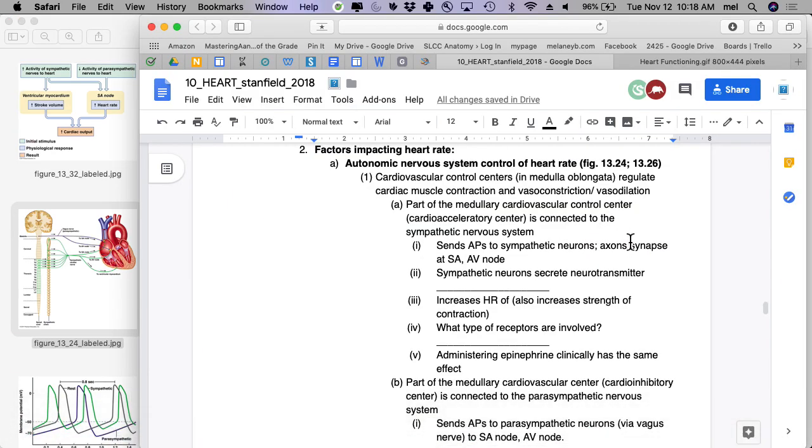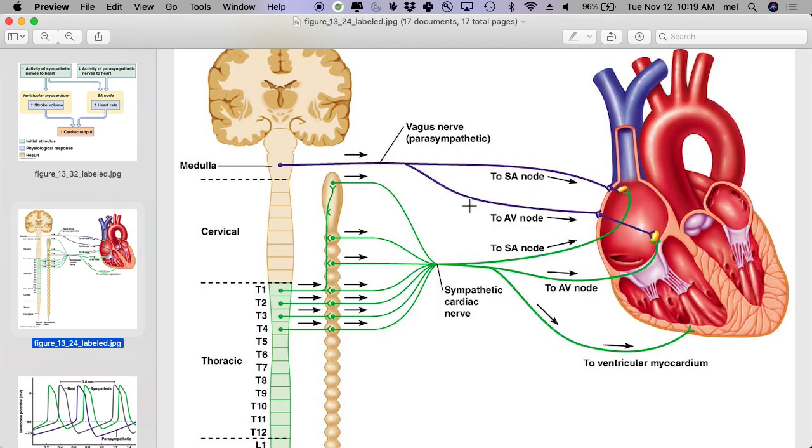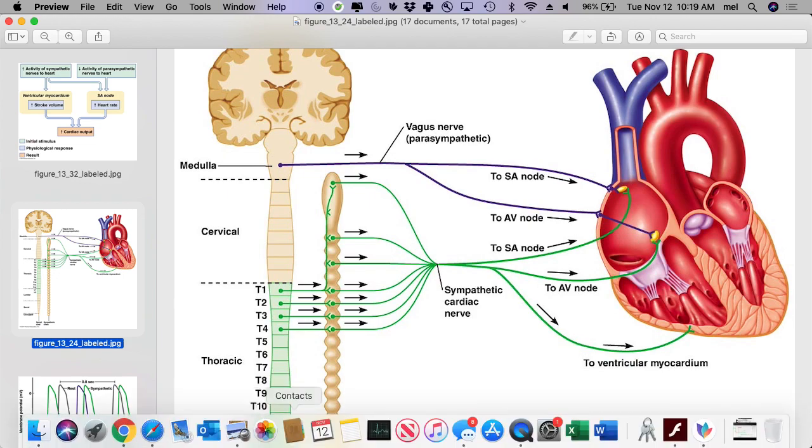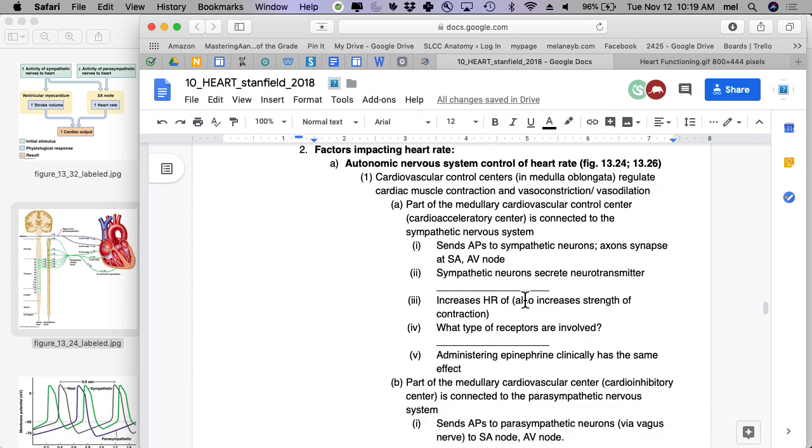Okay, so what happens if you decide to activate the cardioacceleratory center? Well, you know this. It sends action potentials down to sympathetic neurons. The sympathetic neurons go to the SA node and the AV node. And then the sympathetic neurons, you should know this, will secrete what neurotransmitter at the effector? Norepinephrine, yeah, primarily norepinephrine. And they secrete norepinephrine at the effector, and it increases heart rate.